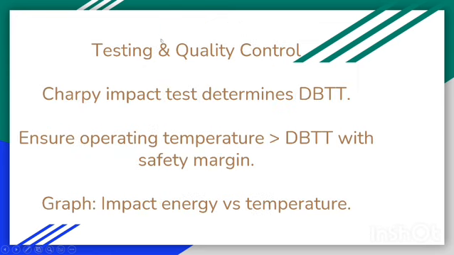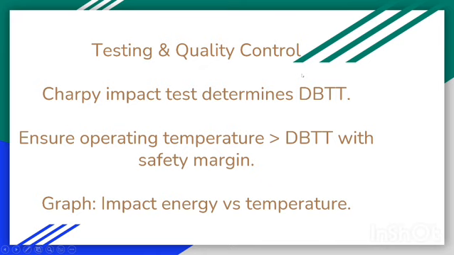And next we need to test the metal, like the impact test and notch sensitivity, to ensure the operating temperature is above the DBTT. If the surrounding is, for example, minus 50 degrees Celsius, the ductile to brittle transition temperature of the metal must be below that temperature to avoid brittle fractures.